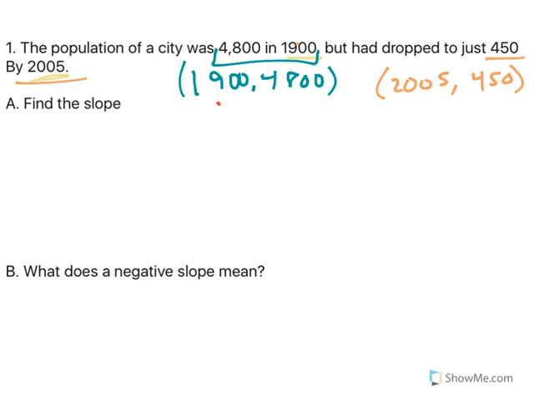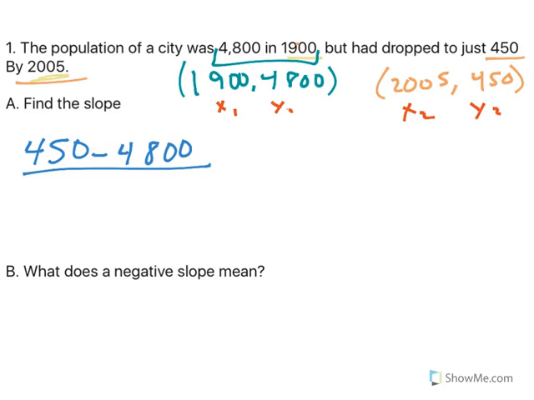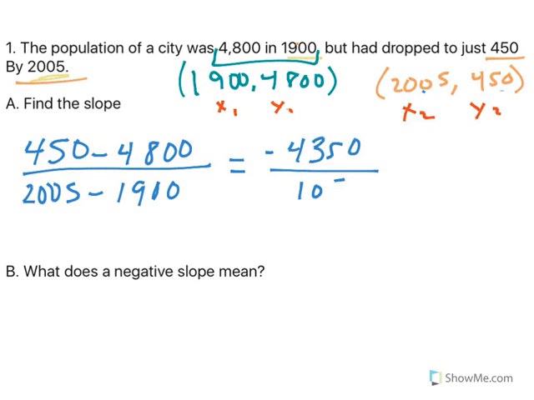So again, I could say x1, y1, x2, y2. And no, it doesn't matter which one is x1, y1, which one is x2, y2. It'll come out the same when you do the math. So if I do y2 minus y1, the y's always go on top. Because I started with 450, on the bottom I start with 2005 minus 1900. And I end up with the fraction negative 4350 over 105.